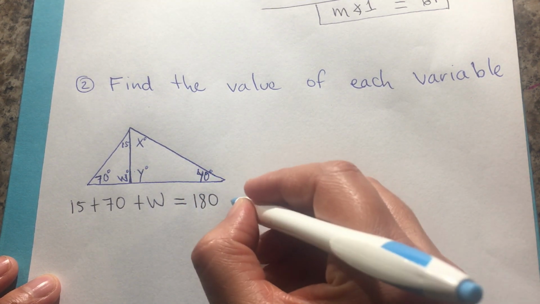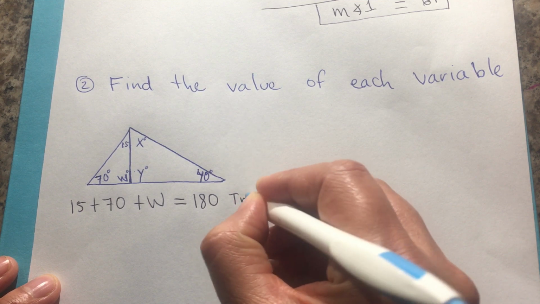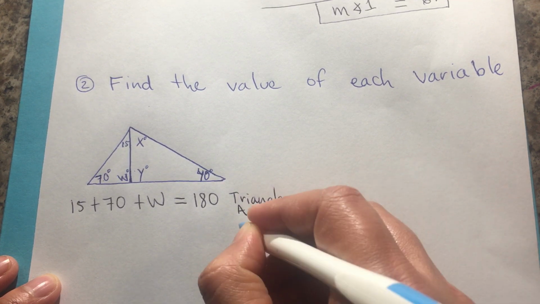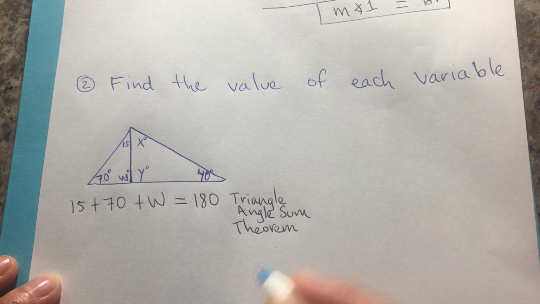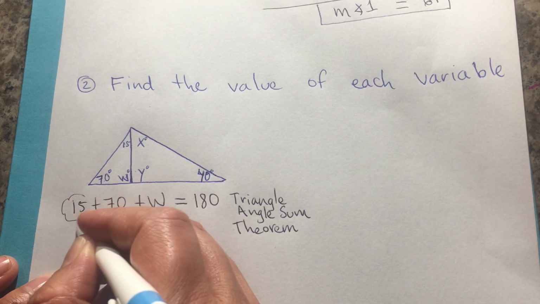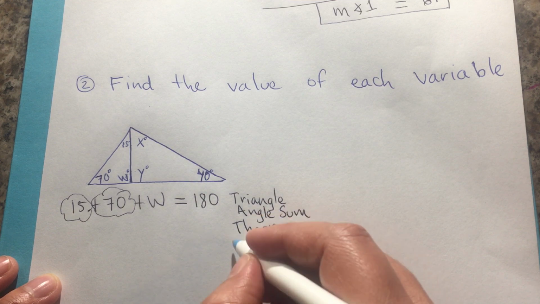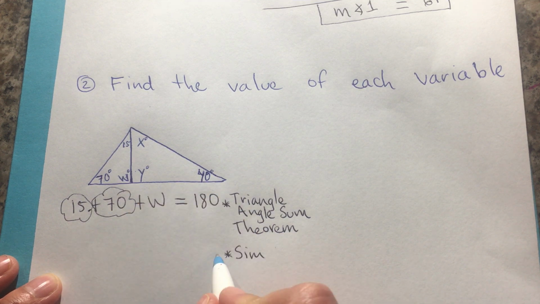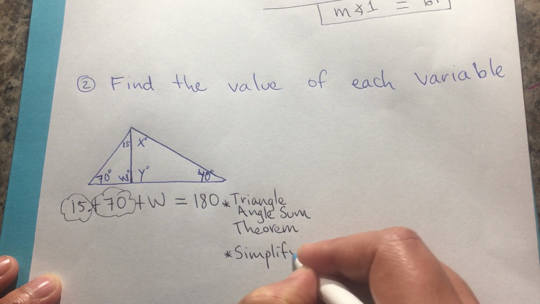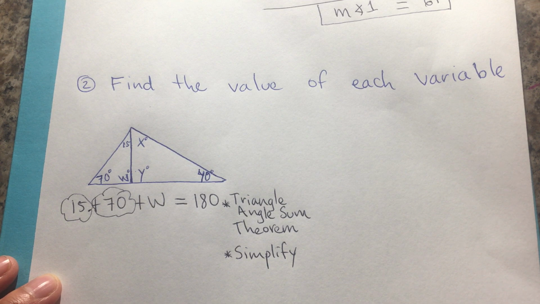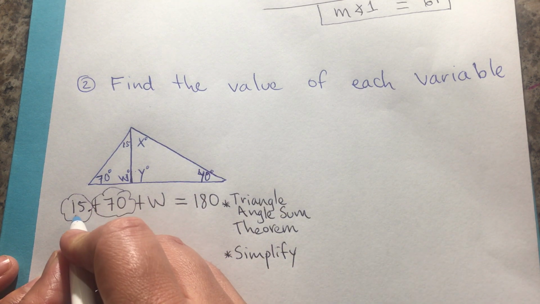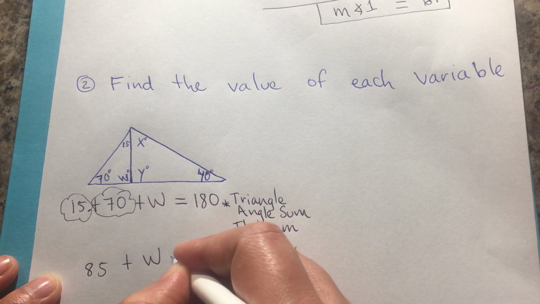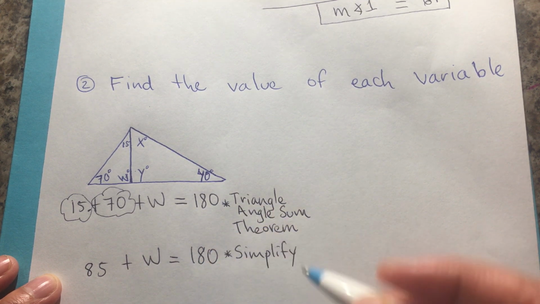What is the justification? The triangle angle sum theorem. Then after that, what are we going to do? We're going to simplify. That's the next step. And so 15 plus 70 is 85 plus W is equal to 180 degrees.